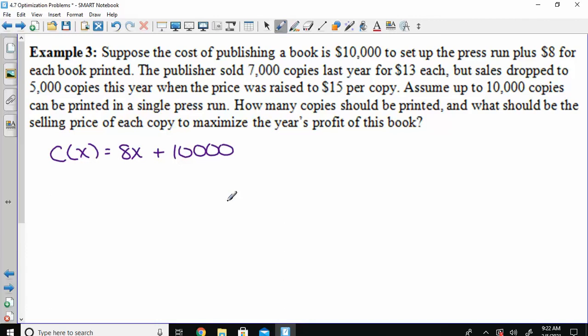The publisher sold 7,000 copies last year for $13 each. But the sales dropped to 5,000 copies this year when the price was raised to $15 per copy, which usually makes sense. When the price goes up, fewer people buy it. Assume up to 10,000 copies can be printed in a single press run. How many copies should be printed, and what should the selling price be of each copy to maximize this year's profit of the book?